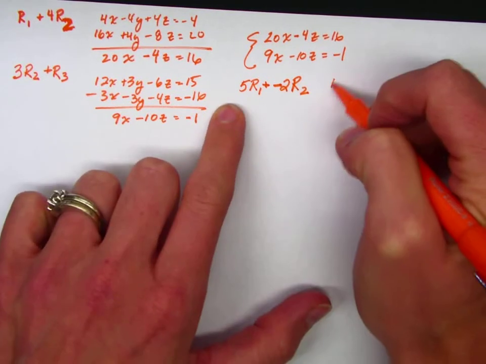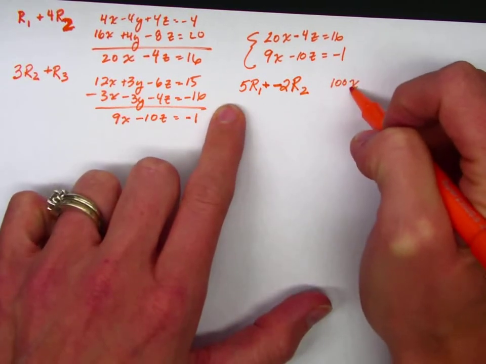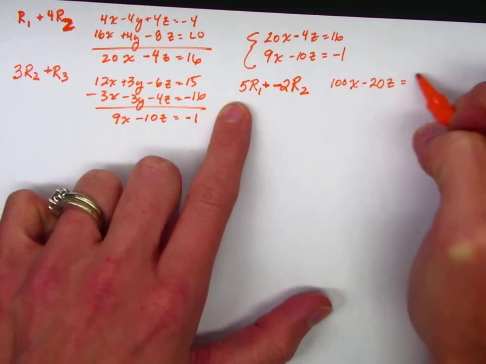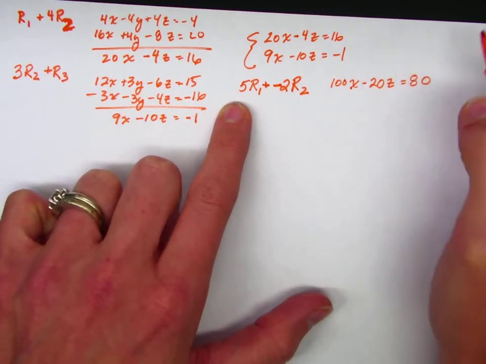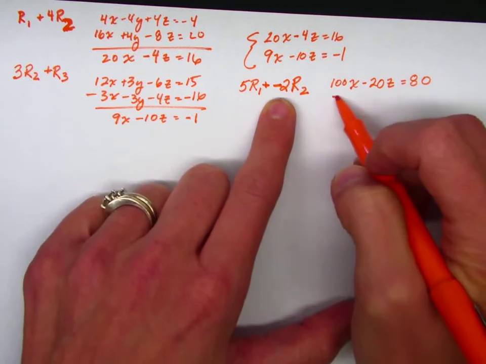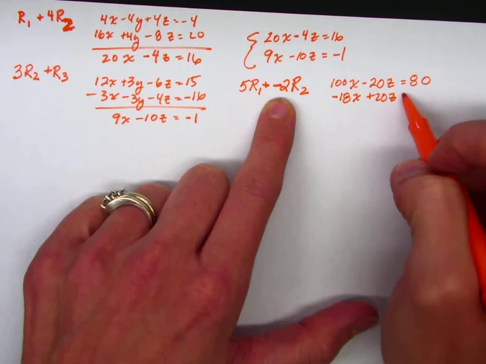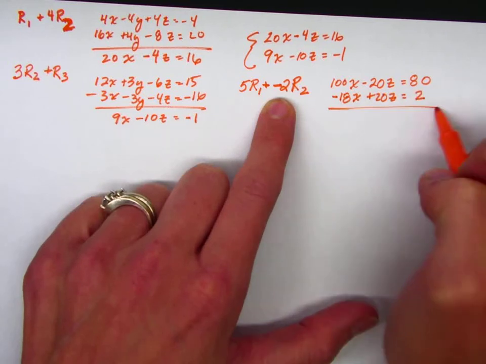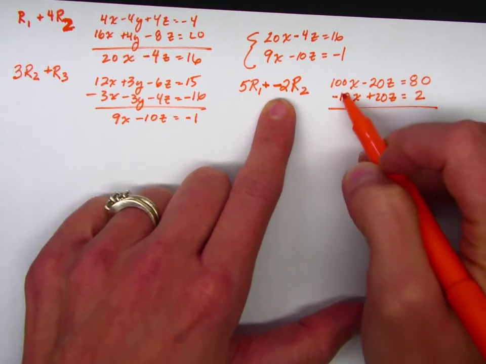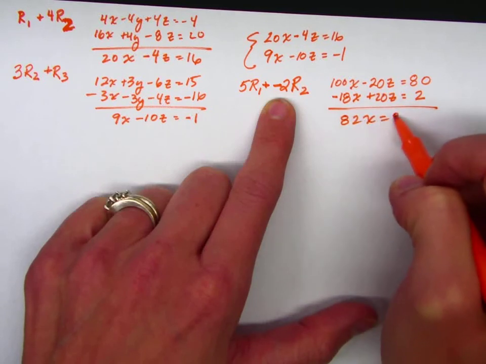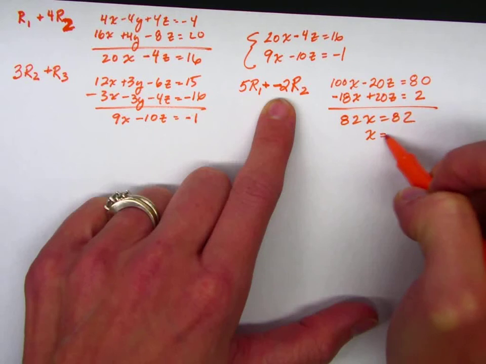So 5 times row 1 is going to be 100x minus 20z equals 80. And then negative 2 will give me negative 18x plus 20z equals a positive 2. So when I add these together, I'm going to end up with 82x equals 82. So x is 1.